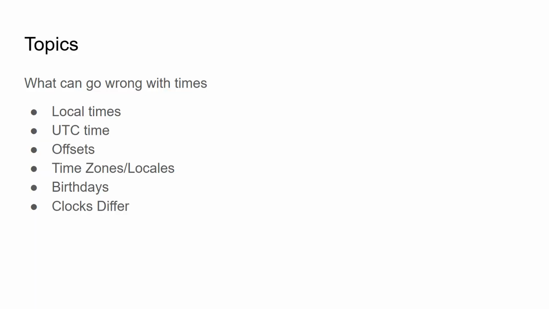So today what we're going to talk about is what can go wrong with times. We're going to talk about local times and the problems with those, UTC time, date and time with offsets, time zones and locales, birthdays, and how clocks differ.